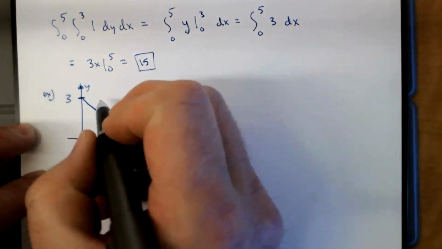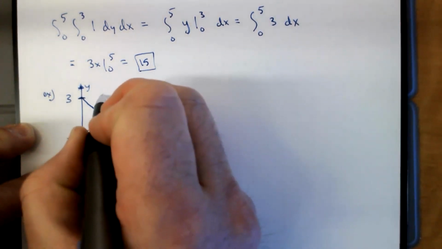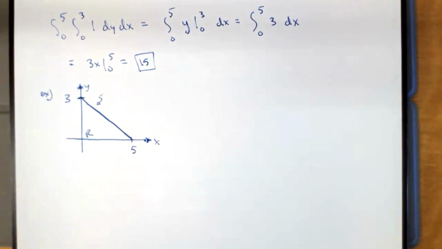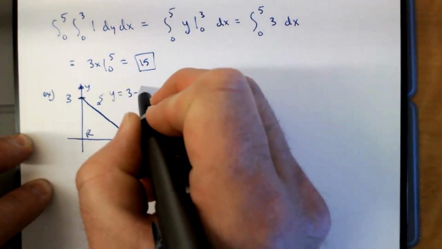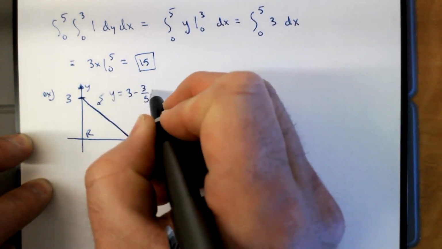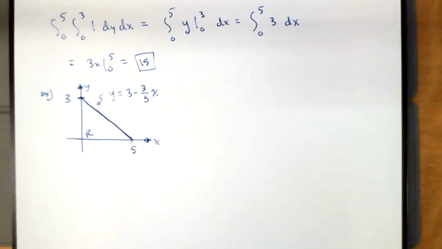Now, we're going to need to know what this line is. So I'm going to write the equation of a line. I'll start off at 3, and we'll decrease by 3, but it'll take 5 units times x, and this starts off at 0, so I'm going to just use minus 3/5 x.